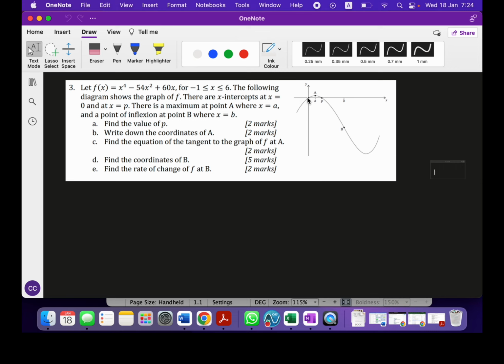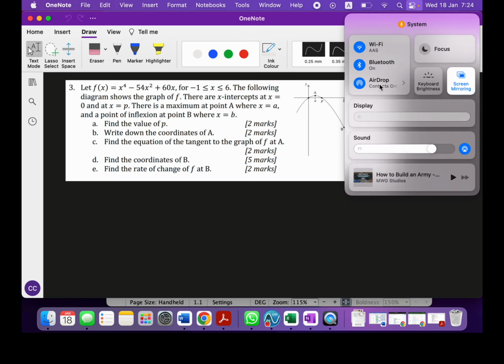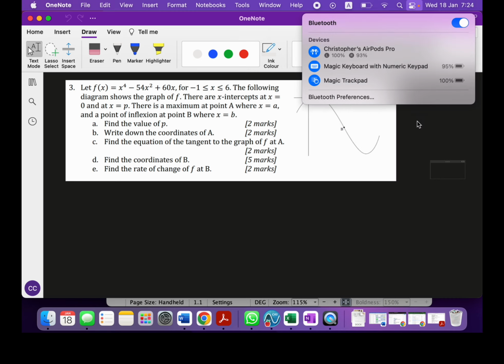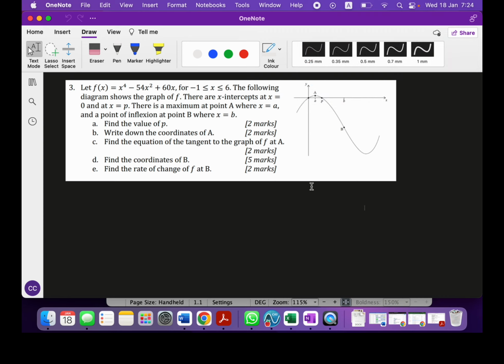It intersects at x equals 0, got it. x equals p, got it. Maximum at point A, where x is A, and the inflection is at x equals B. Okay, so we've got all of those. I'm just making sure. Yeah, we're good. All right, so the first question is we want to know what that intercept is.